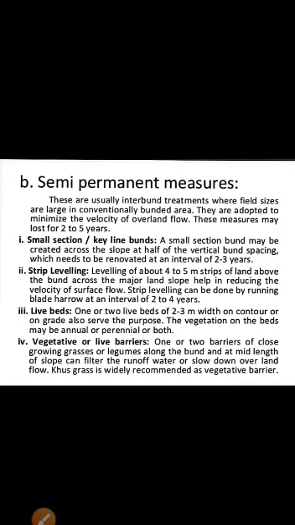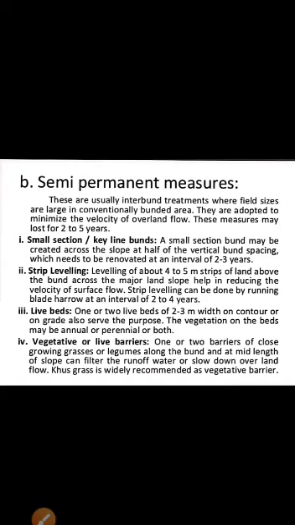First one is the small section key line bunds. What do we have to cover in this? We have to see that whatever we have created across the slopes is at half of the vertical bund spacing, which needs to be renovated at an interval of 2 to 3 years. We have to renovate it after an interval of 2 to 3 years. So it should be noted. It is very compulsory to renovate it at an interval of 2 to 3 years.